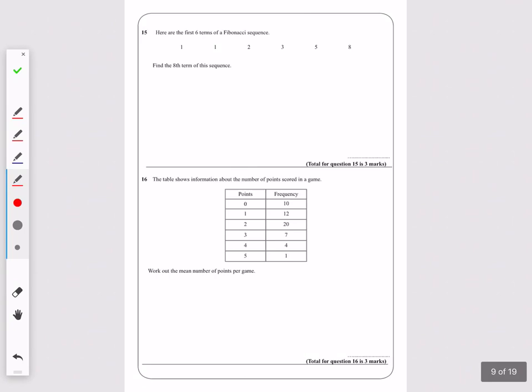Question 15. Here are the first 6 terms of a Fibonacci sequence. Write down the 8th term. So the Fibonacci sequence is where you add together the 2 previous numbers. So 1 add nothing gives you 1 again.